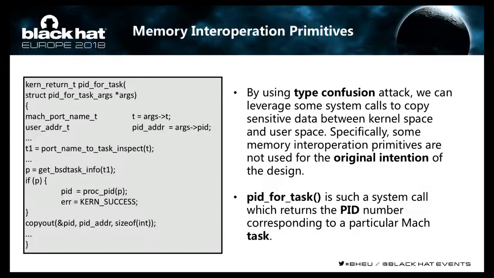Through memory interoperation primitives and type confusion attacks, we can leverage some system calls to copy sensitive data between kernel space and user space. Especially, some memory interoperation primitives are not used for the original intention of the design. For example, pid_for_task is such a system call, which returns the PID number corresponding to a particular mach task.